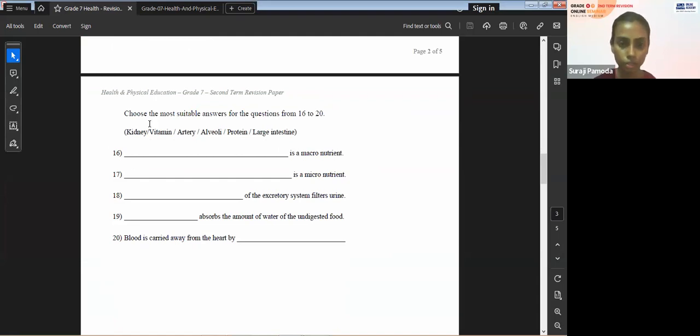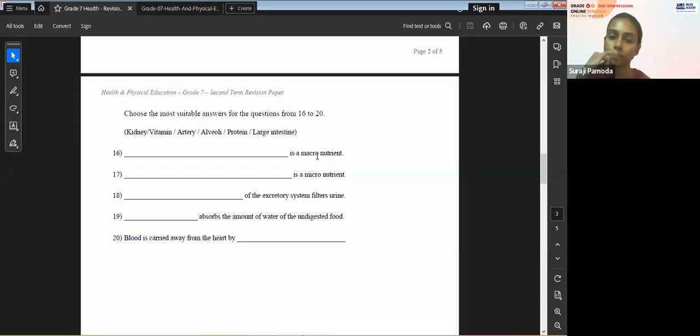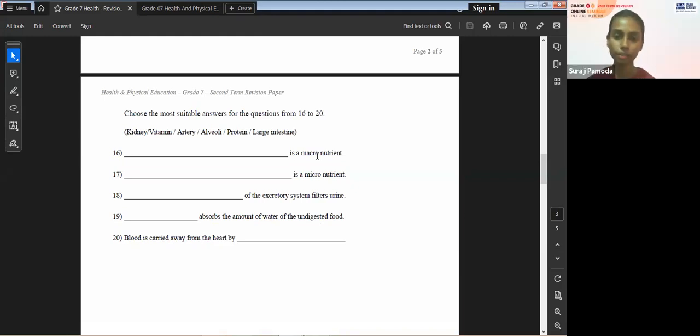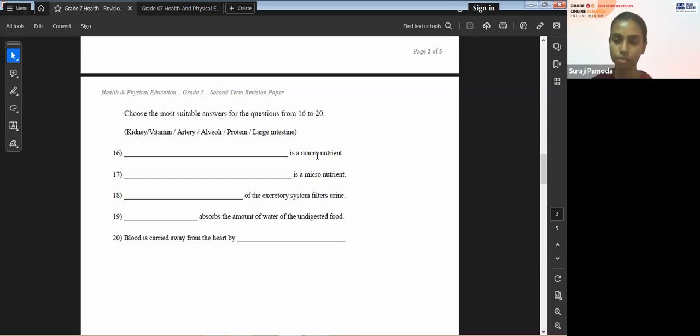Now we have 5 short answer questions. You have to select the answers from these brackets. Okay, 16th one. So tell me, what is the answer? What is a macronutrient? Can somebody answer? Protein. Yes, good. And what is a micronutrient? Vitamin. Yes, vitamin. So can you tell me what are the other macronutrients? Carbohydrates. Other? Carbohydrates, proteins, and there is another one. Fat. Yes, fat. Good, right?